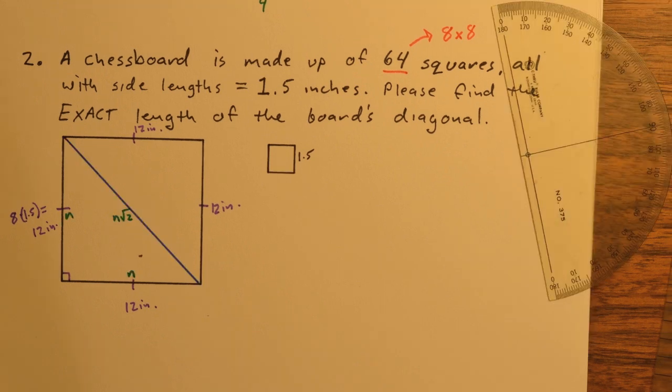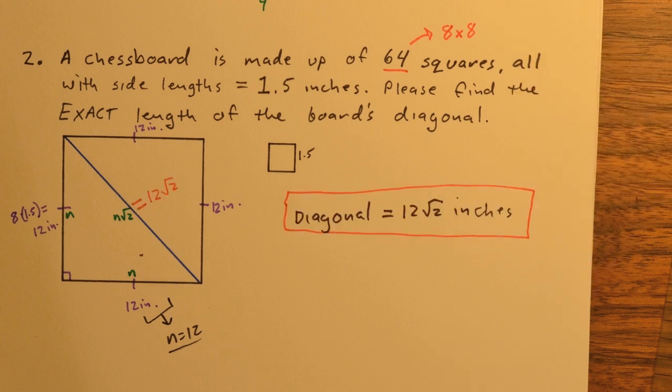And so then the diagonal creates a 45-45-90 triangle. The reason it's 45-45-90 is that diagonal creates an isosceles right triangle. So n is 12, and therefore the diagonal is 12 root 2 inches long.